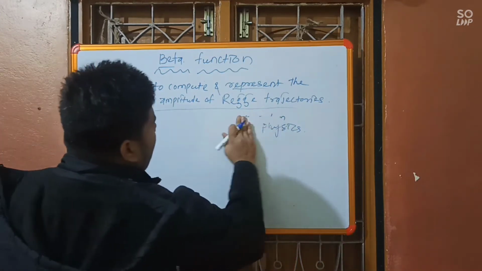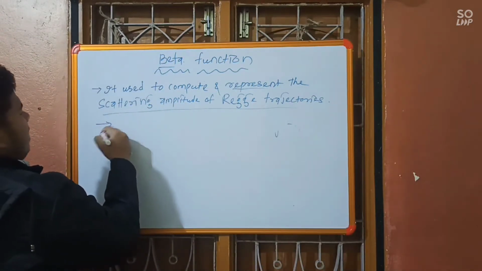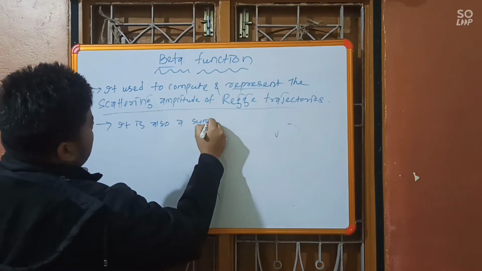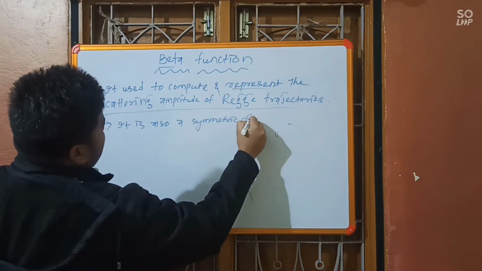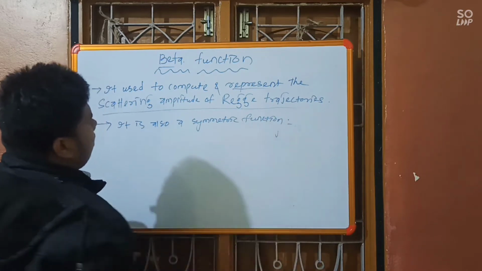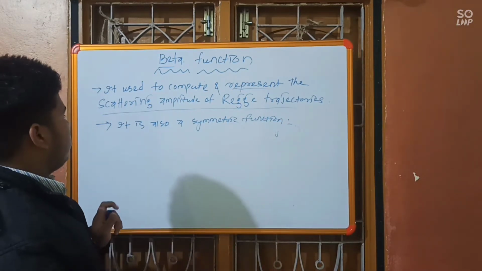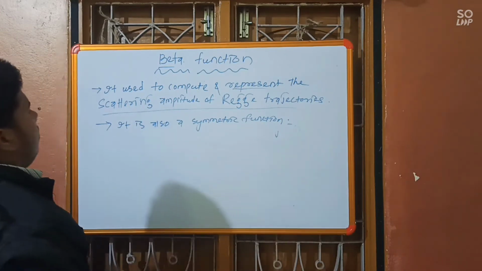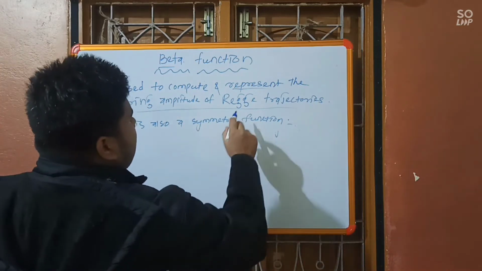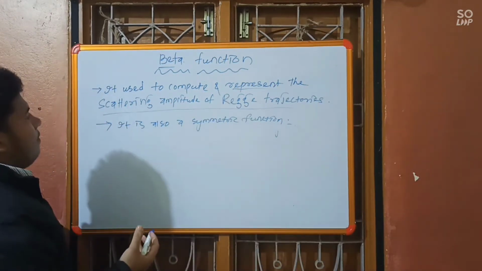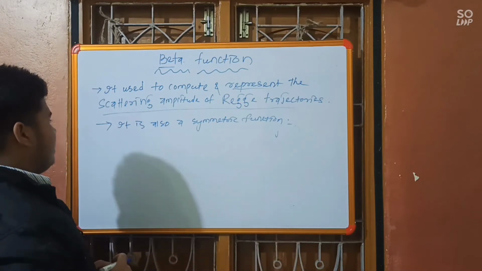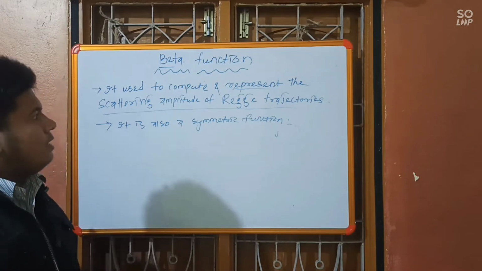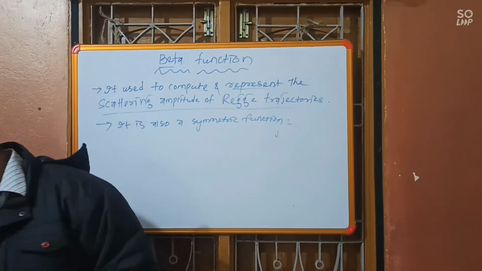Second thing, see, it is also a symmetric function. Okay, so what is a symmetric function? You also studied it in your +2 in the relation and function chapter. So first we saw that this is used to represent the scattering amplitude of Regge trajectories. It is also a symmetric function. Okay, these are the applications of the beta function.